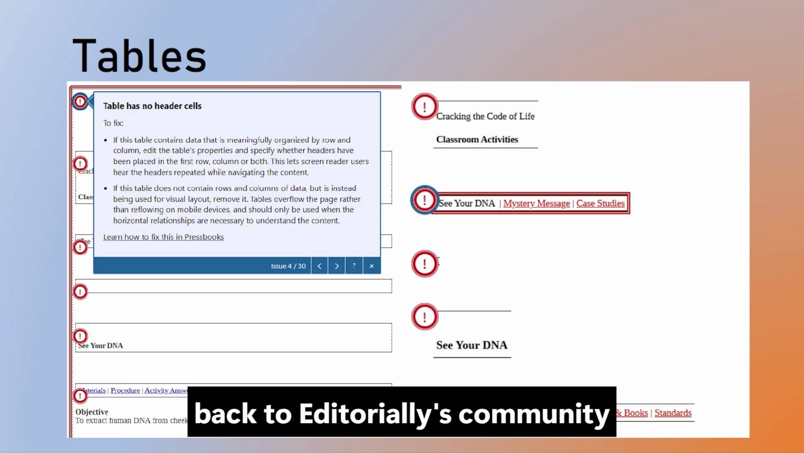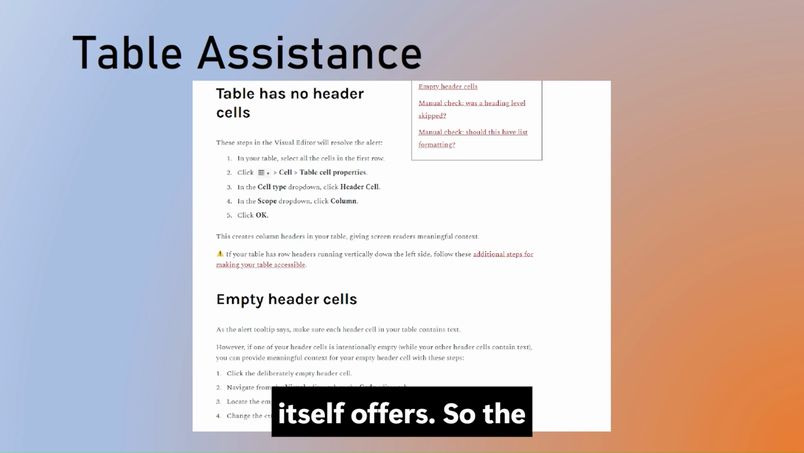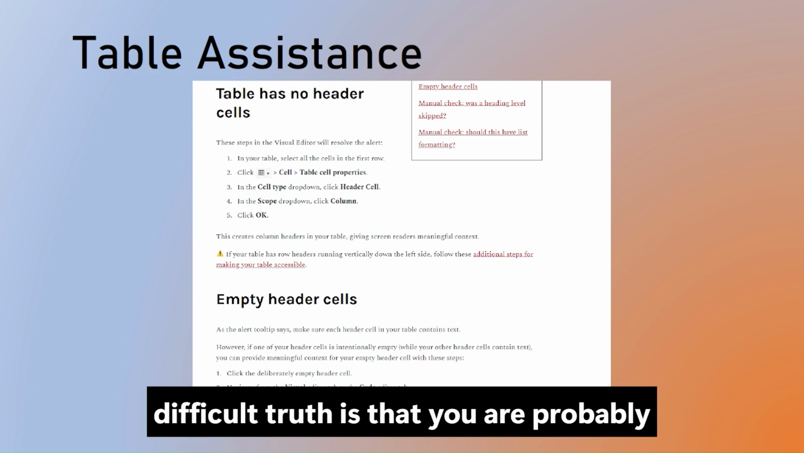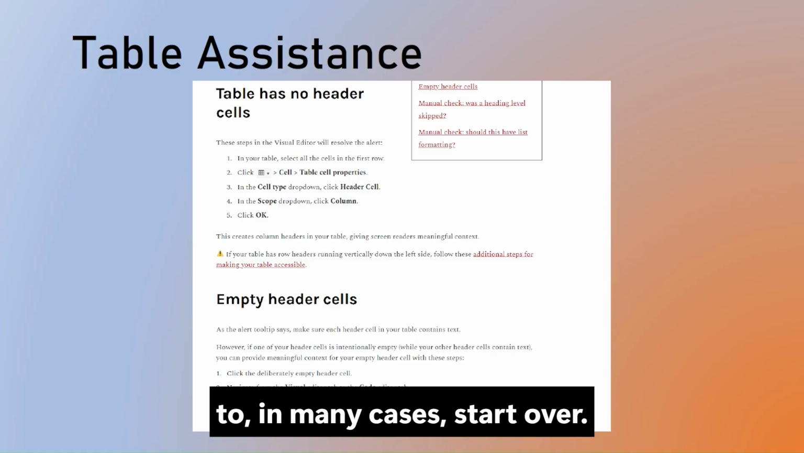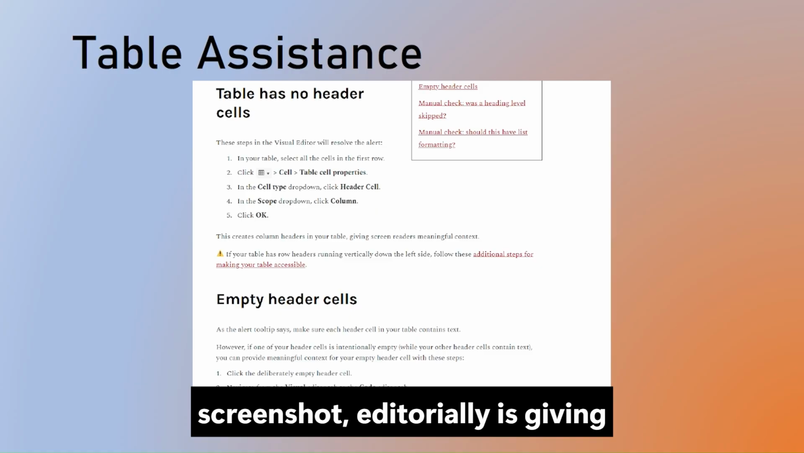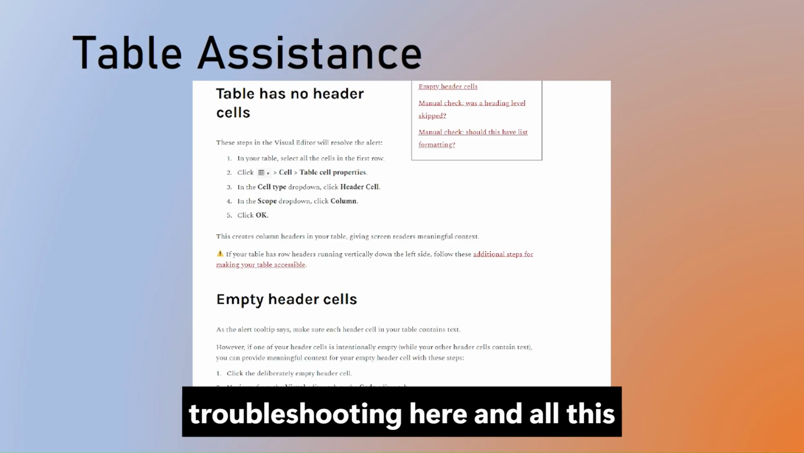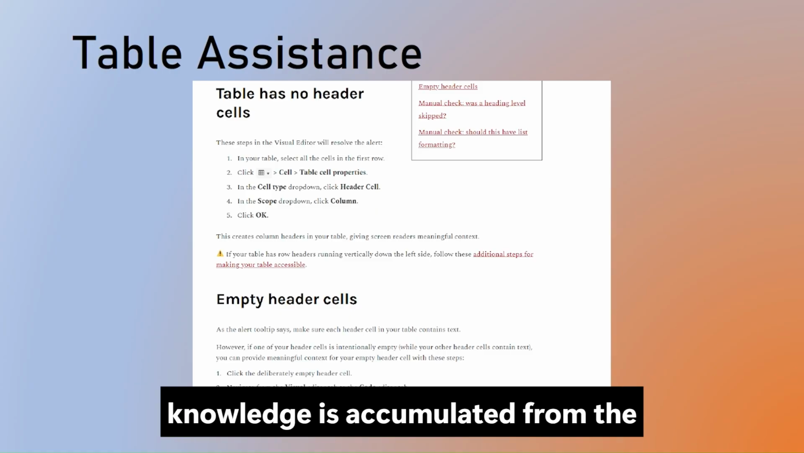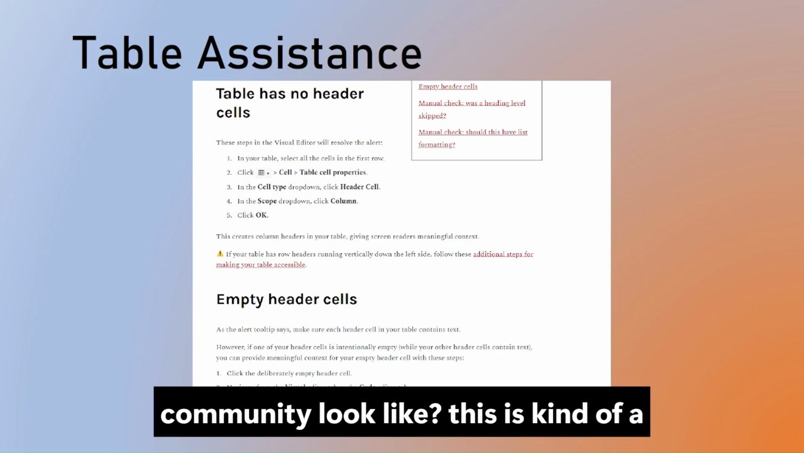Well, let's get back to Editorially's community and the resources that Editorially itself offers. So the difficult truth is that you are probably just going to have to recreate this table entirely yourself. You're going to have to, in many cases, start over. But in this screenshot, Editorially is giving you fixes, and they are letting you do troubleshooting here, and all of this knowledge is accumulated from the community. So what does this community look like?